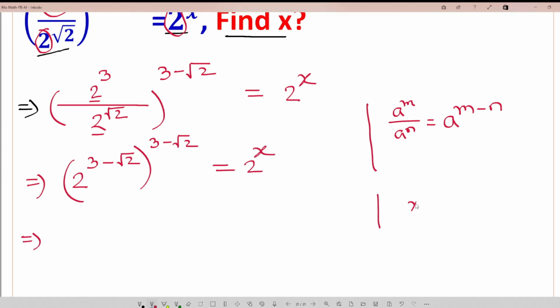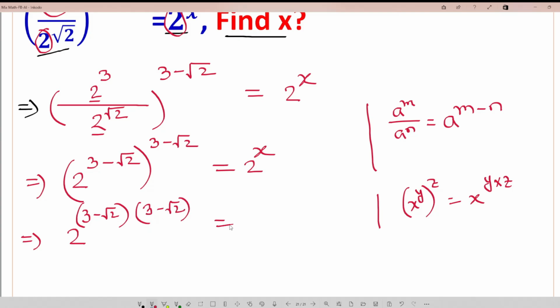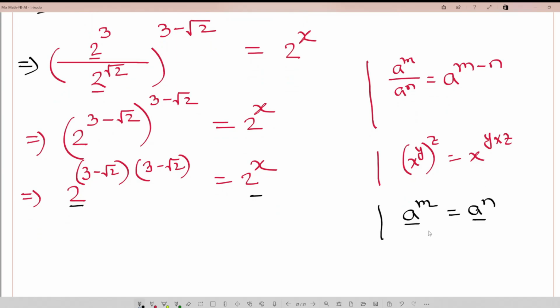Also we know x to the power y, to the power z, means x to the power y times z, right? Similarly, here is 2 to the power 3 minus root 2, it means here again 3 minus root 2, we are just making a product, 2 to the power x. Now look, here the bases are the same. We also know once the bases are the same, a to the power m equals a to the power n, that time the powers will be equal, so we can write m equals n.